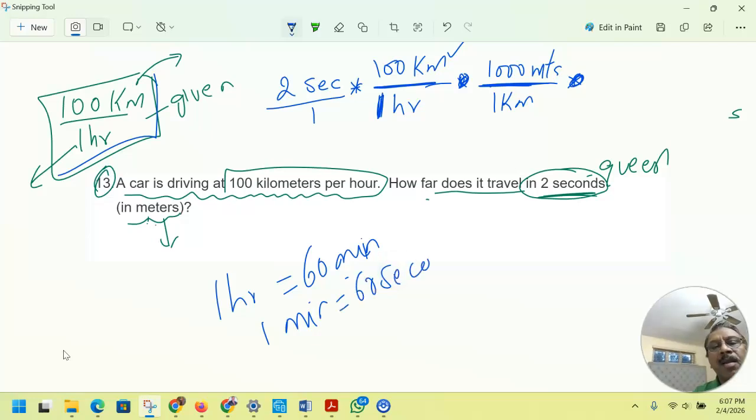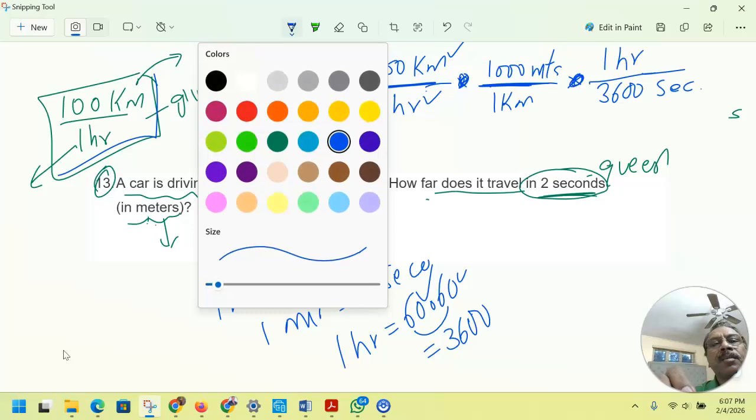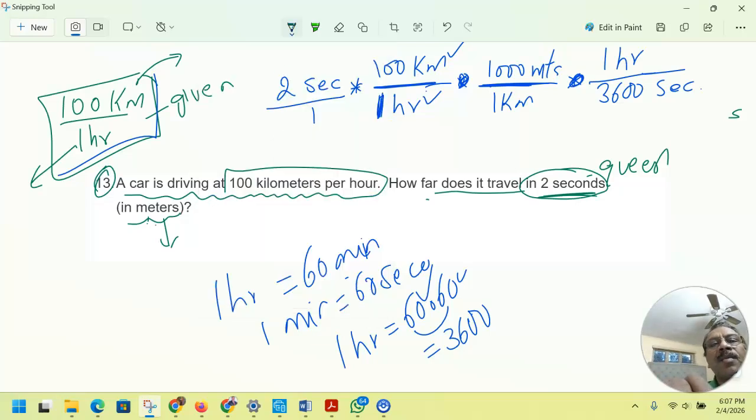So directly you can remember 1 hour is 60 times 60, and 6 times 60 is 360, and then you have this 0, so 3600. So we can write, now this hour is right here down, so I'll write 1 hour up here, and 3600, this is in seconds. So your answer will be, so you started with 2 seconds, right?